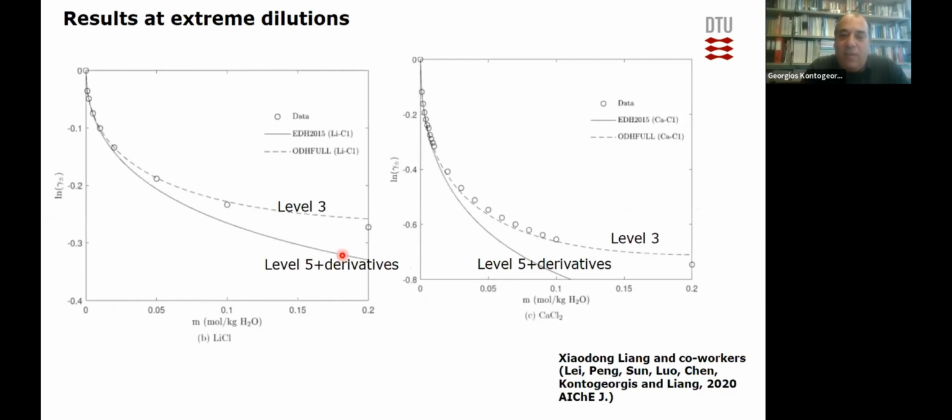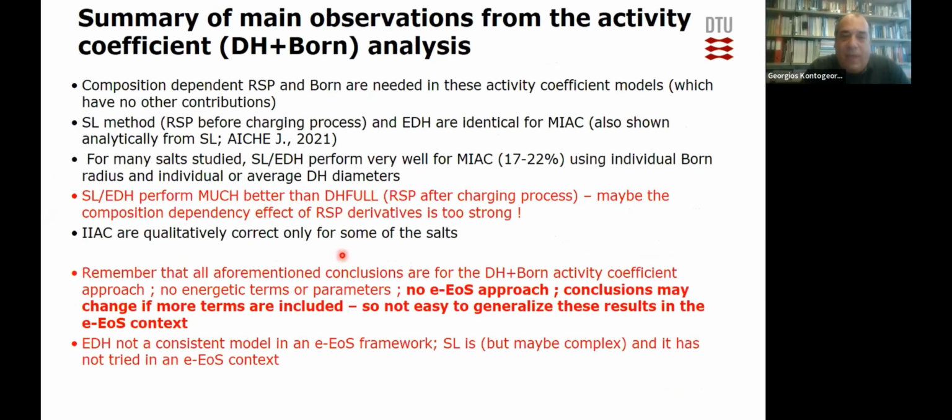That was a very detailed study, and over 2 publications. We also concluded that the Silov and the extended Debye-Hückel approaches perform much better than the full approach, where we put the relative permittivity after the charging process. In everyday terms, I could say it looks like the composition dependency is too strong. Please remember the results of Nefelli-Novak that I have shown you before. So we also have a conclusion here that agrees with the previous conclusion. It looks like the composition dependency of the relative permittivity is too strong.